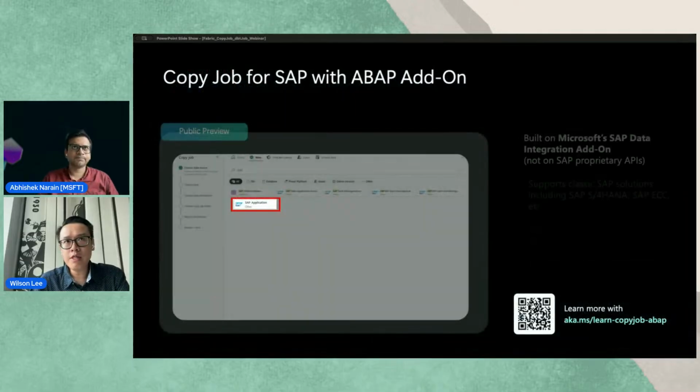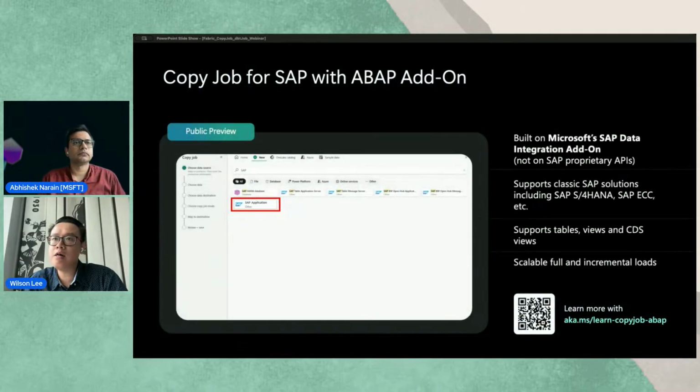One thing to note: recently at the Build conference, a couple of months ago, we announced Copy job for SAP with an ABAP add-on. What this does is enable you to incrementally copy your data with Copy job from SAP, with an ABAP add-on that you install on your SAP system, and incrementally copy that data into any destination you want. And of course, if you want to land this data into Fabric, you can do so as well.